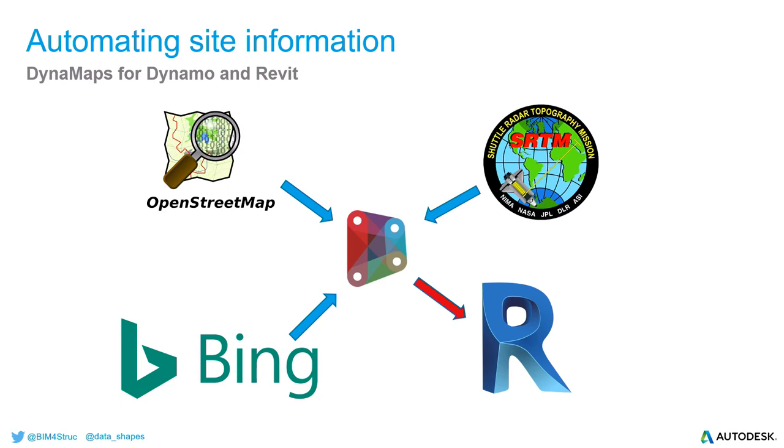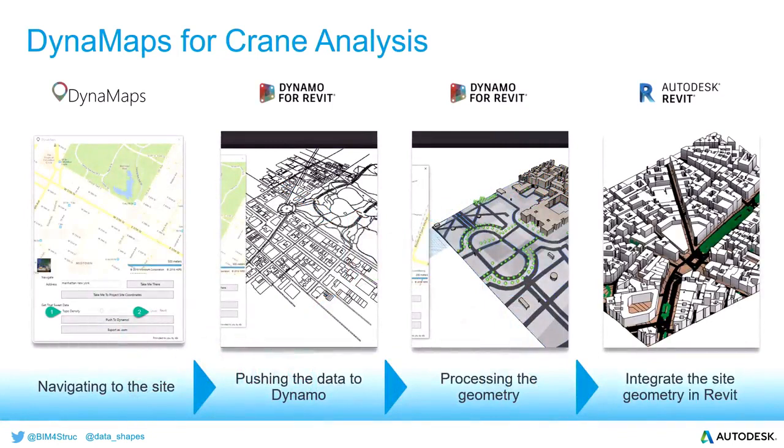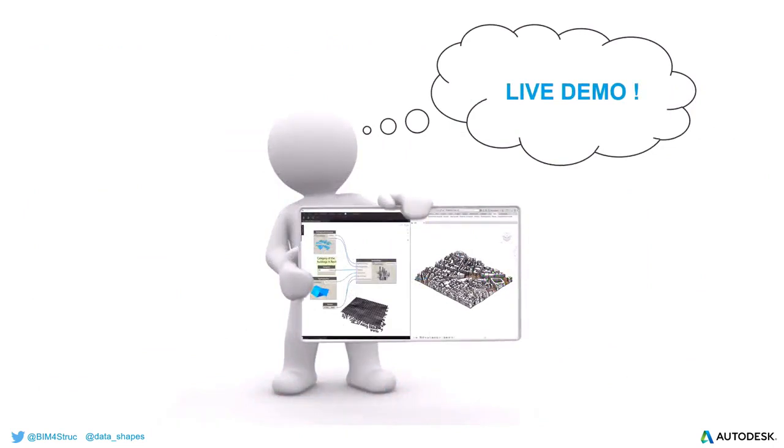All right, so that's for the general idea. Now, the workflow that I will demonstrate in about a minute goes like this, and it's pretty straightforward. First step is navigating to the site through this little user interface. Second step is pushing the data into Dynamo. Third step is processing the geometry, and then the last step will be to push it to Revit, and then use it in our generative design process. All right, so time for a live demo.